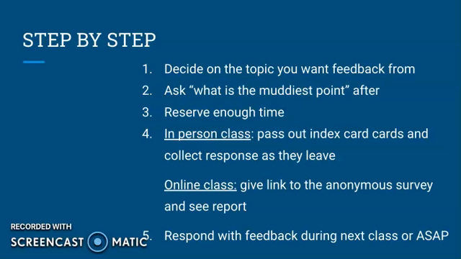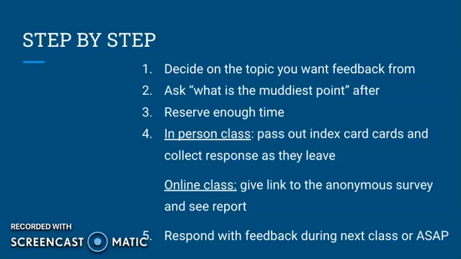So what's step by step? Let's go over step by step. Number 1, decide on the topic that you want feedback on, which should usually be after a large stream of information, as I mentioned earlier. And ask, what is the muddiest point? And explain what that means for those students whose English may not be as fluent. And you must reserve enough time to explain what the question is and what is needed. So you also need to have enough time for students to think and answer what the muddiest point was.